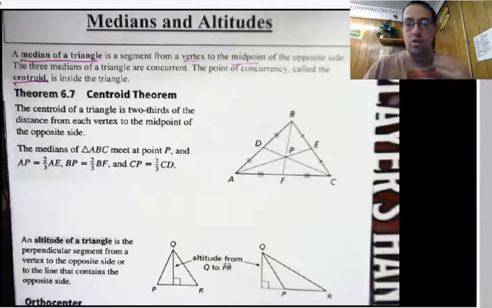Okay, this is the centroid of the triangle. So this is a third center. Remember, we've already had two centers. We had the incenter and the circumcenter. This is the centroid. So it's another center of the triangle.